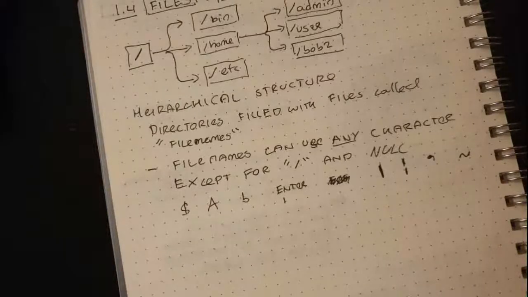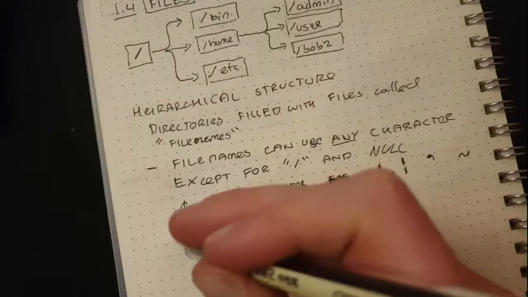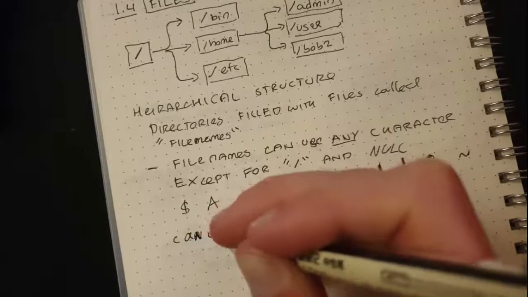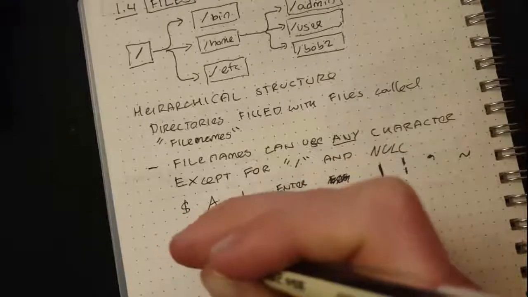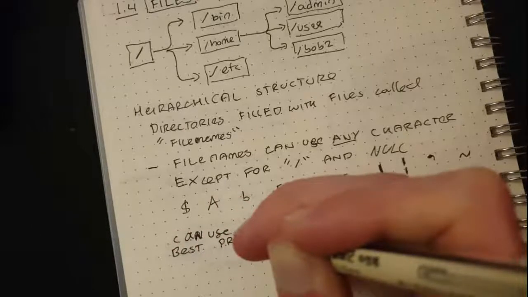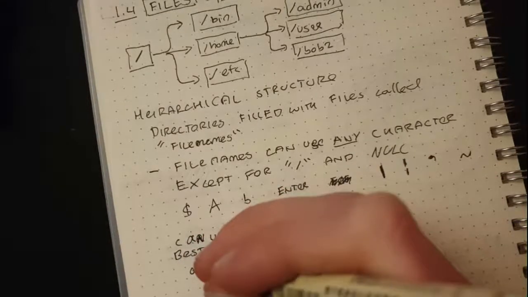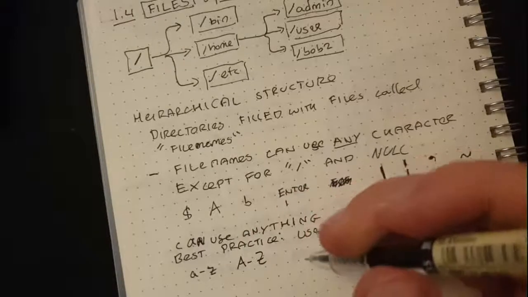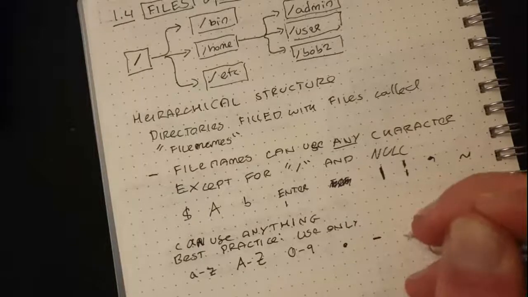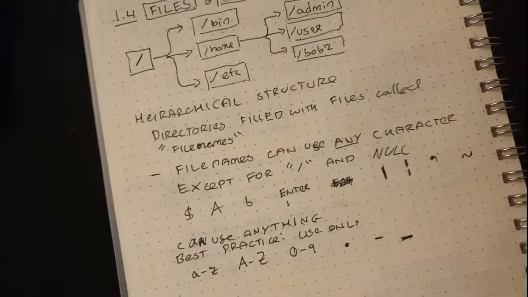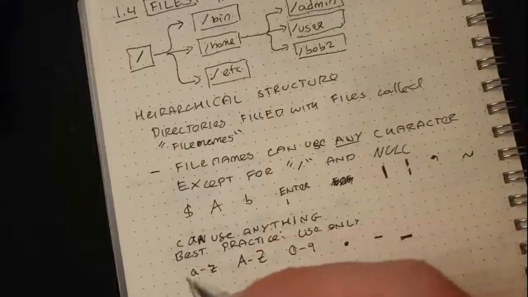Typically, though, it is best practice to use only A to Z, a to z, 0 to 9, dot, dash, and underscore. Now each directory also has 2 files in it.